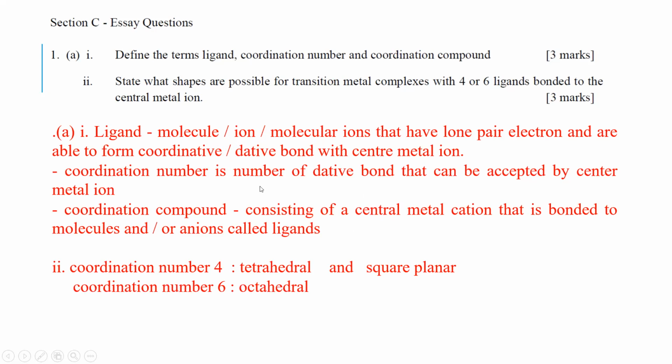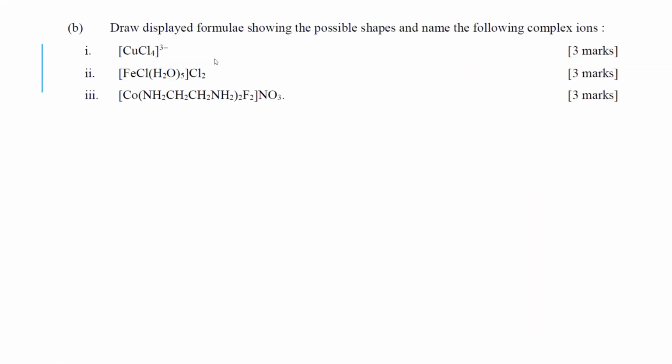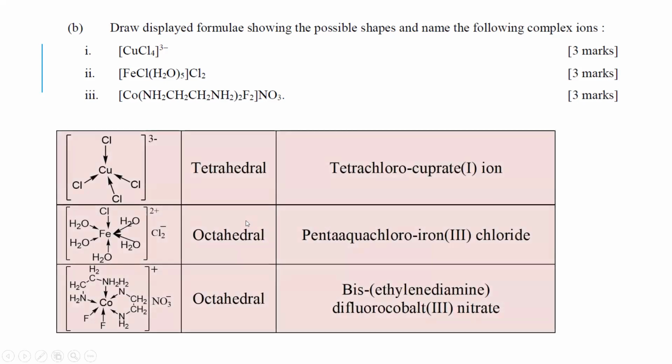Okay, so immediately we move to 1B. Draw the display formula showing the possible shape and name the following complex ion. So you have 3 things. 1, draw display formula. 2, state the shape. And then 3, name the complex ions in here. Okay. So in here, I'm going to prepare a table that shows you all of the shapes together. So CuCl4 3- is a tetrahedral structure. So you have tetrachlorocuprate(I) ion.